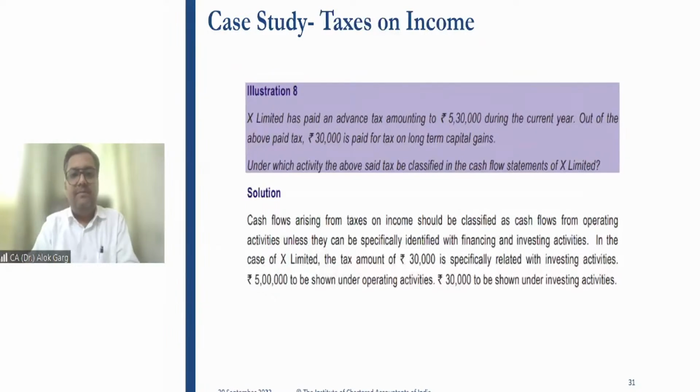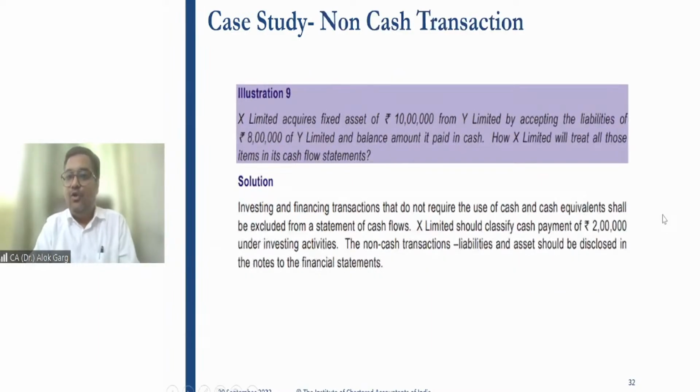Yeah. This part I have already covered in the Excel file. The taxes relating to investing activity have to be shown in investing activity. The taxes relating to financing activity have to be shown in the financing. Non-cash transaction, again, we have discussed quickly. Let's discuss this illustration also.